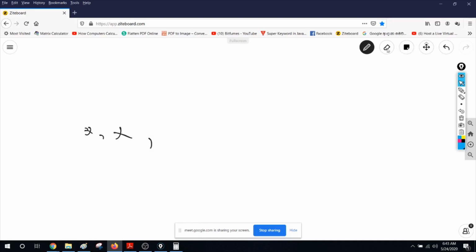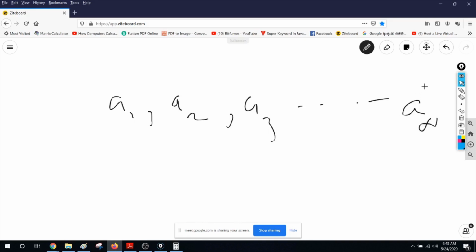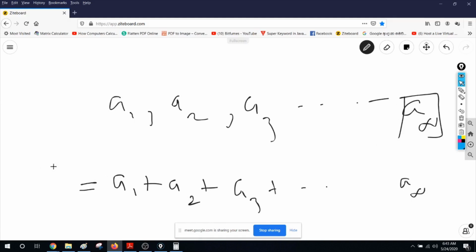The sequence is convergent. So I write it like this: A1, A2, A3, like this. The nth term, or the A infinity, is a finite value or limited to a finite value. But if you write A1 plus A2 plus A3 plus, of course, An plus A infinity. Of course, this is finite, but the summation is infinite. That means the sequence is convergent, but the series is divergent. Give me an example.